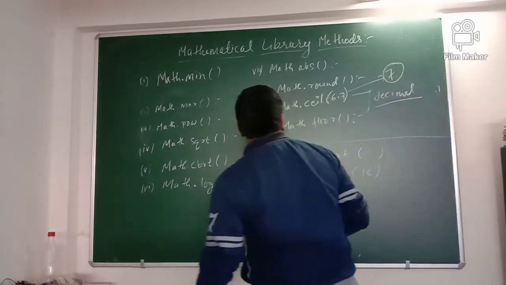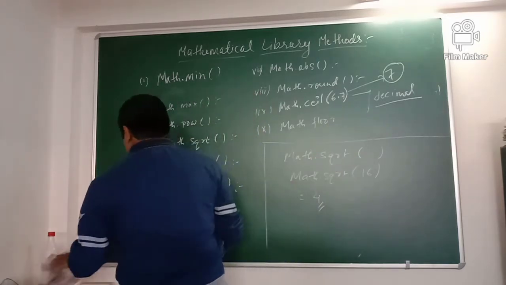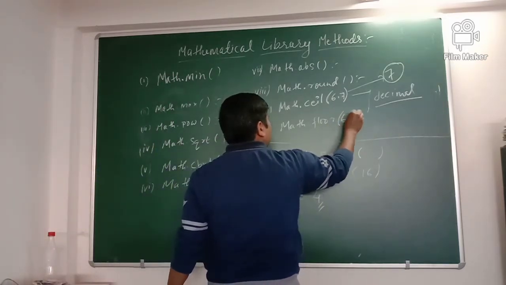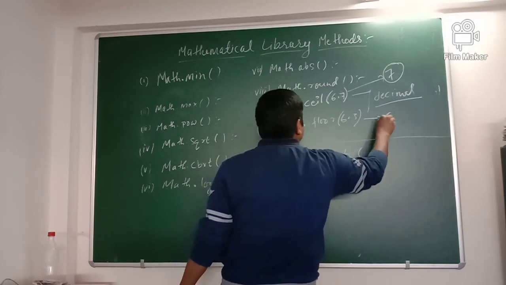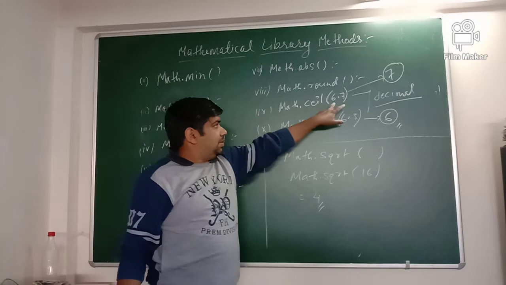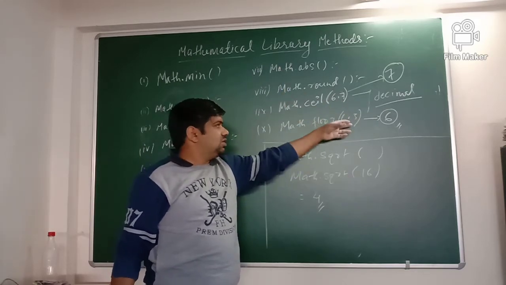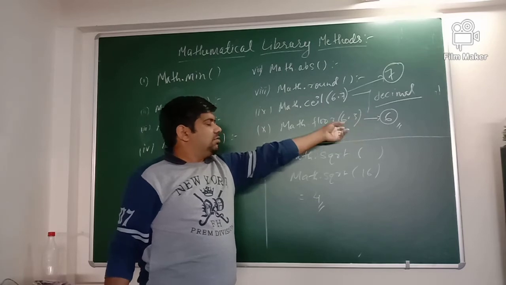And floor, if I am writing it down out here, 6.3. The floor of the number will be 6. So to find the highest, it should be 0.5 above and 0.5 less to find the values. If it is more than 0.5, then automatically it will be 7.